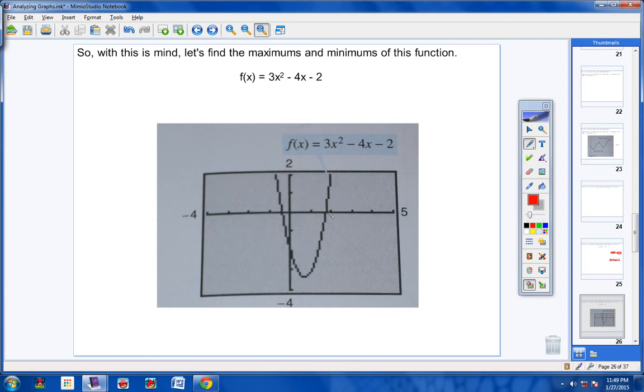Now, here's how you find the minimum. Now notice, we have a turning point here. So are we looking for a minimum or a maximum? We're looking for a minimum. So now that your graph is on your screen, I want you to look at the top buttons.